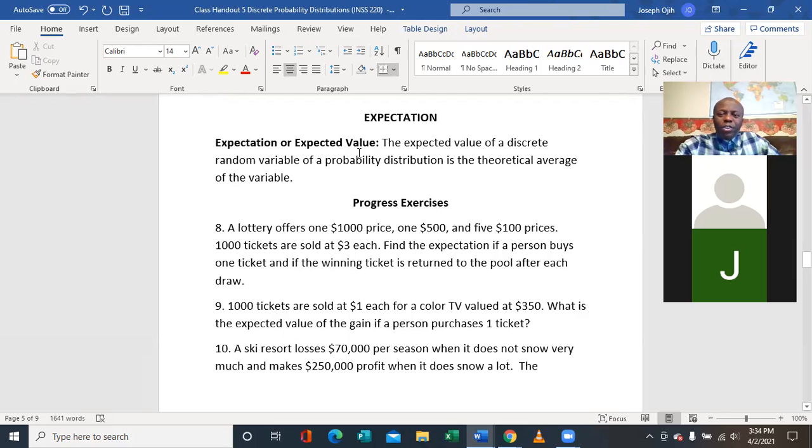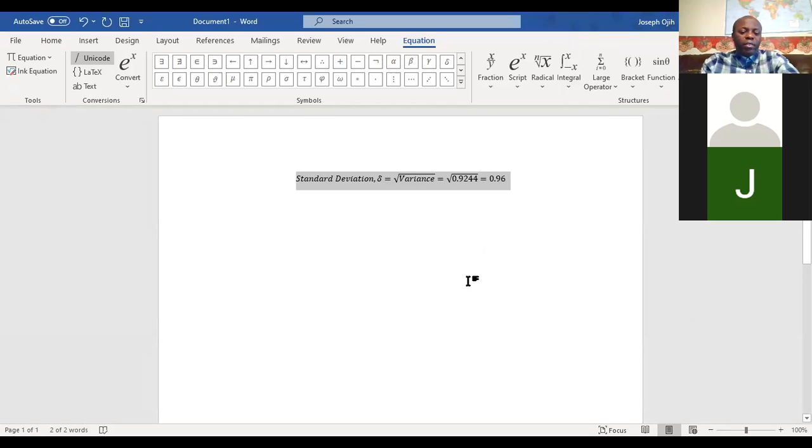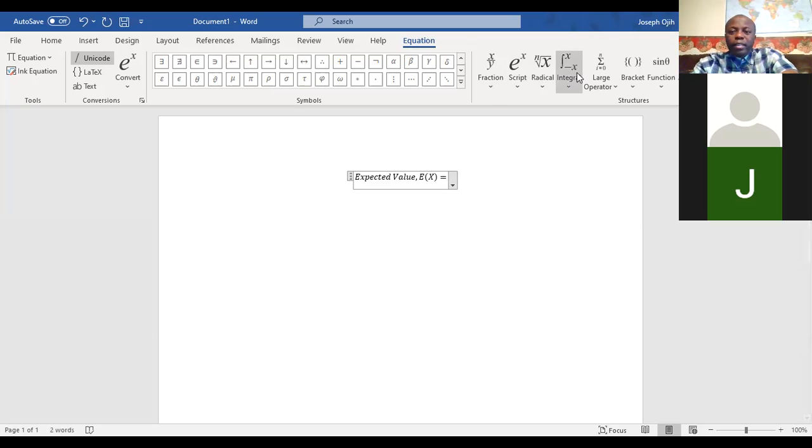Because it's an average, we use the same formula for finding the mean of a probability distribution to calculate expectation. And I will explain with an example. I'll take you to the other workbook. The expected value, which we represent by E(X), is, because it's a theoretical average, the sum of X times the probability of X. That gives us expectation or expected value.